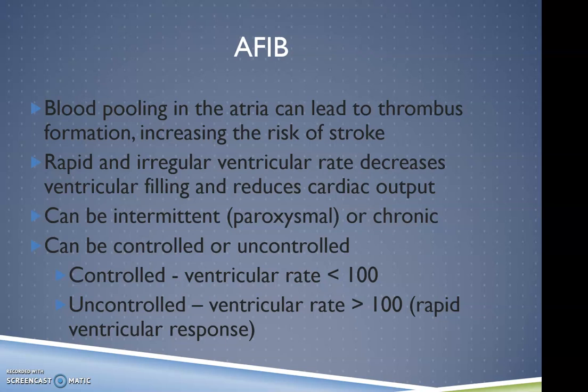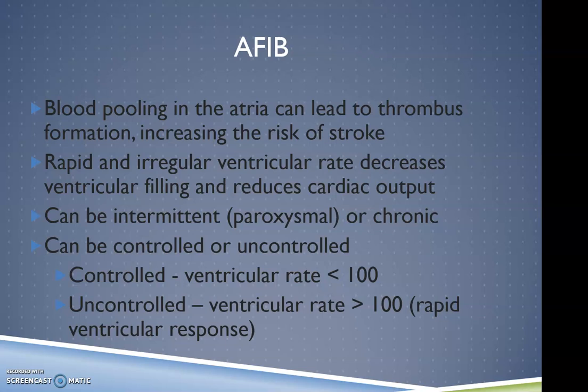The other problem with AFib is rapid and irregular ventricular rate decreases ventricular filling time and reduces cardiac output. The ventricles don't have a lot of time to fill, and therefore they're not putting out a good output. AFib can be intermittent, which is paroxysmal, or chronic. And those who have chronic AFib, their body has adjusted to this chronic irregularity, and they will have a normal heart rate, a normal blood pressure with this chronic condition.